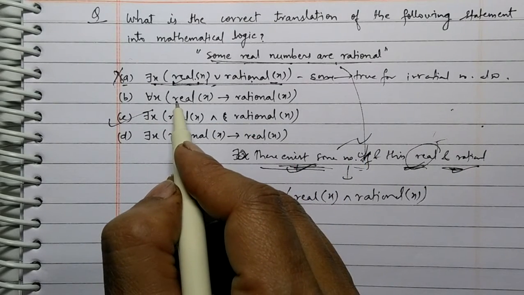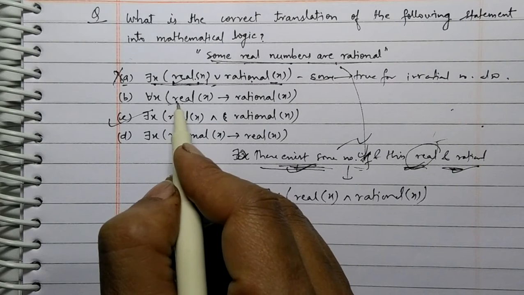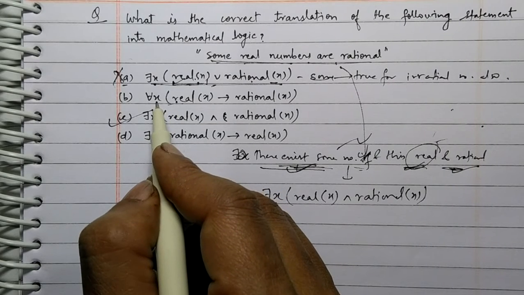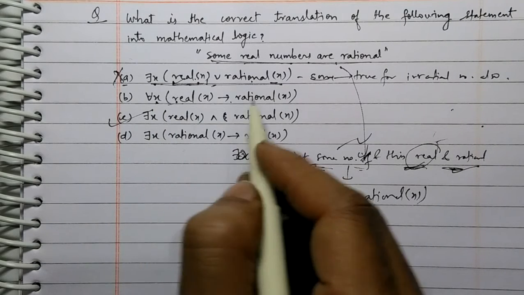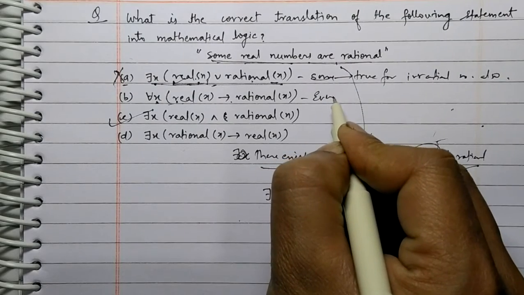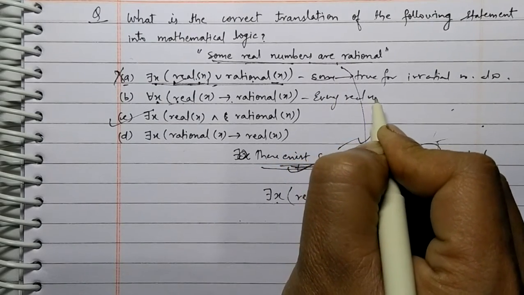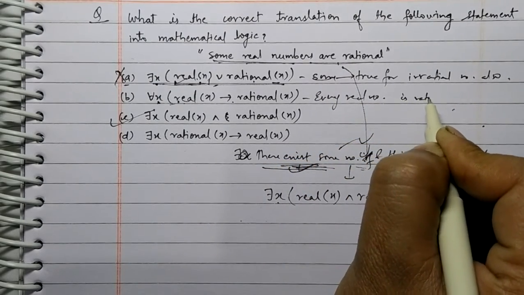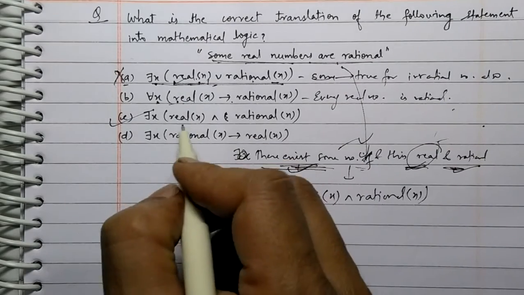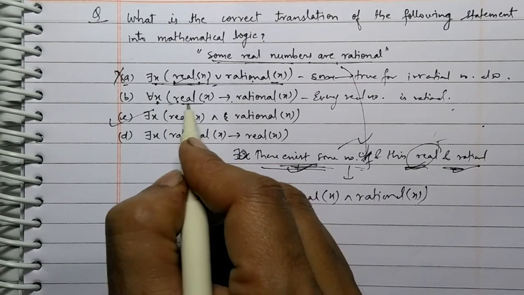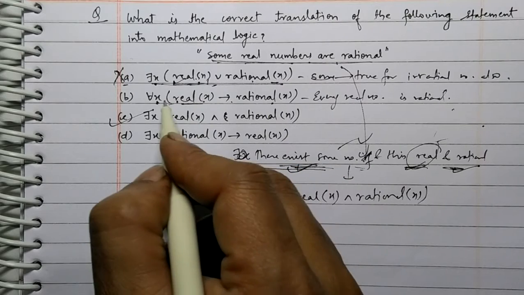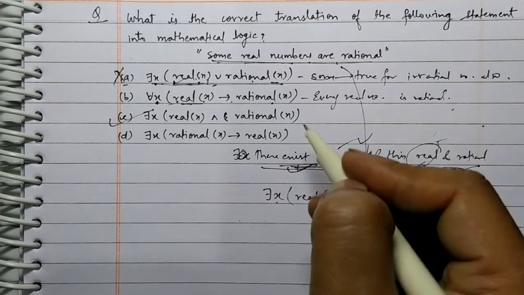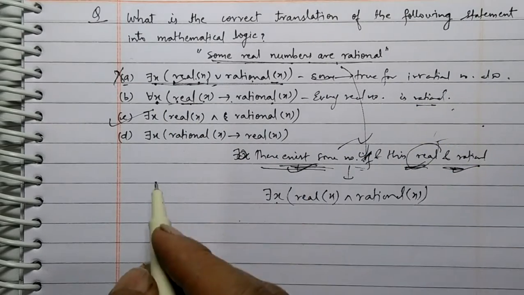Real number x, see where it is wrong. It says that every real number is rational. Every real number is rational. For every x, real x implies rational, means if a number is real then it is rational.